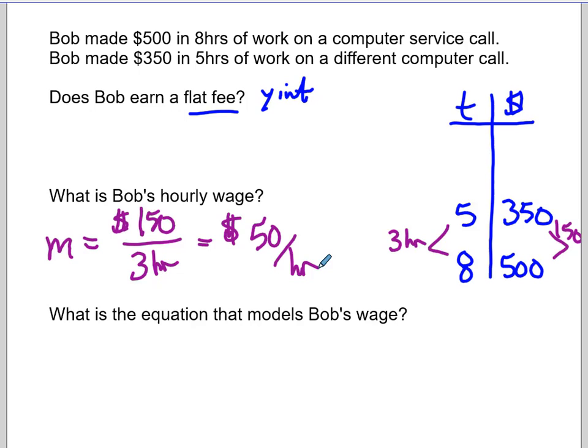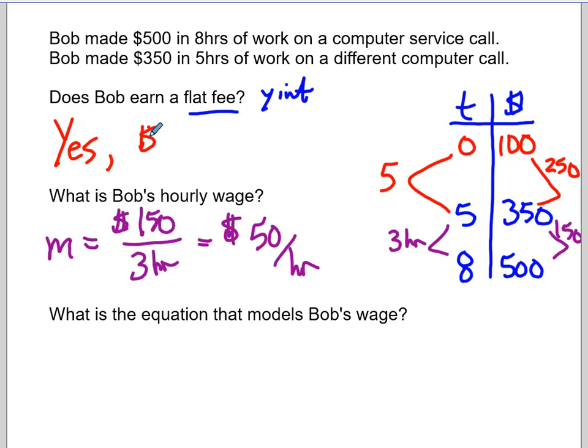We're not quite ready to go for the equation, so we're going to work backwards now. Because we know this is $50 an hour, if I want to go backwards to 0 here, I have to change by 5 hours. So that means I have to change by 5 times 50, or $250 on this side, which leaves me with 100. So does Bob earn a flat fee? So the answer is yes. He earns a $100 flat fee. So if he shows up, he gets paid $100.